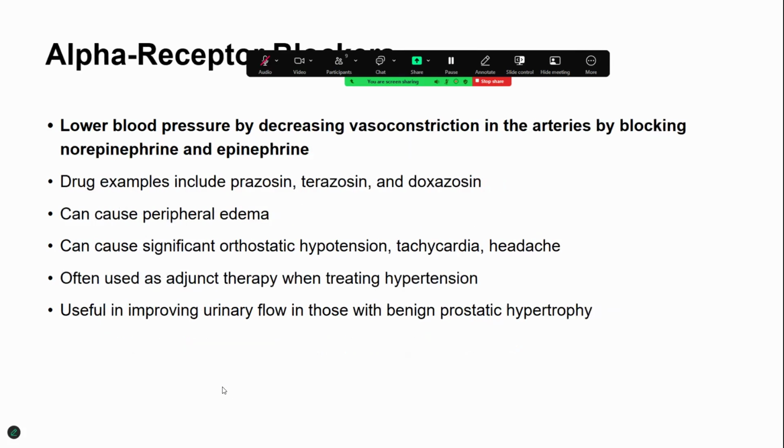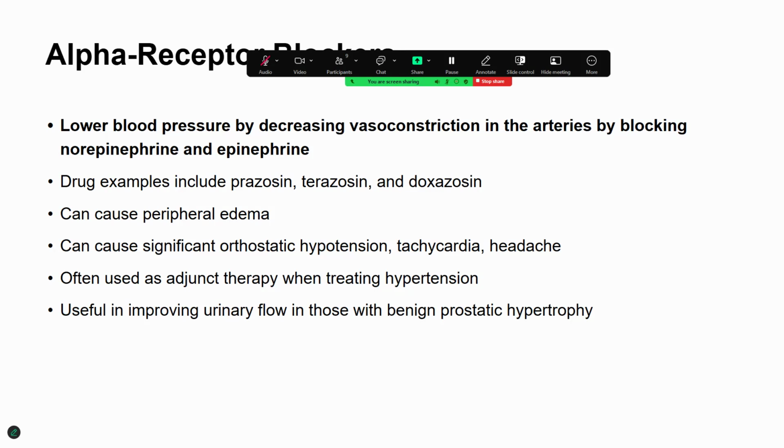So interesting. Alpha receptor blockers decrease vasoconstriction in the arteries, blocking norepinephrine and epinephrine. Your zosins can cause peripheral edema. Orthostatic blood pressure is pretty significant, especially when they first start the medicine. You'll see these most often taken in the evenings, and they can help by improving urinary blood flow because they are treatments for BPH.